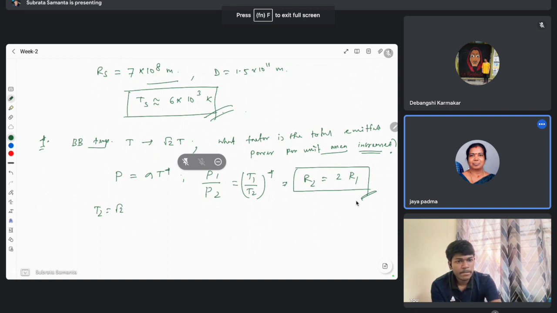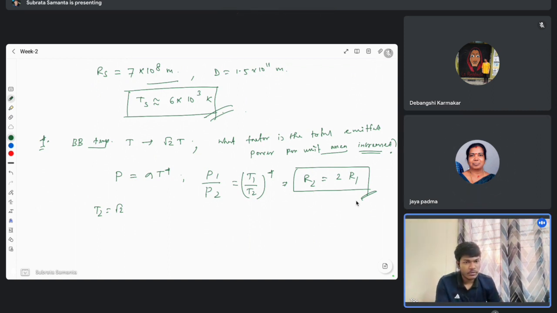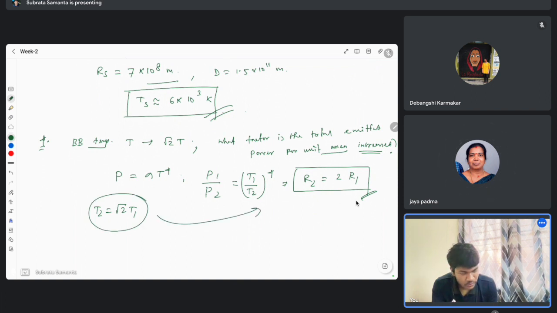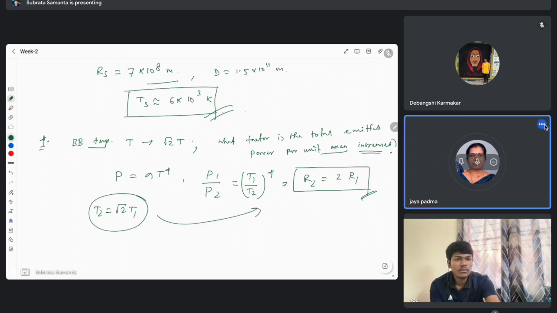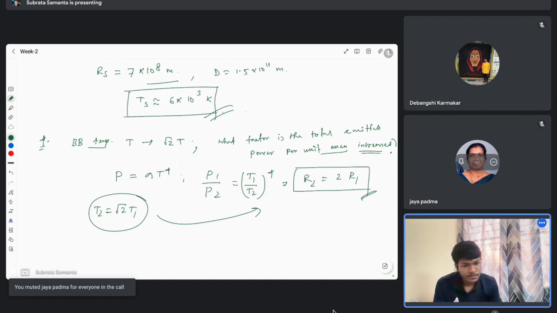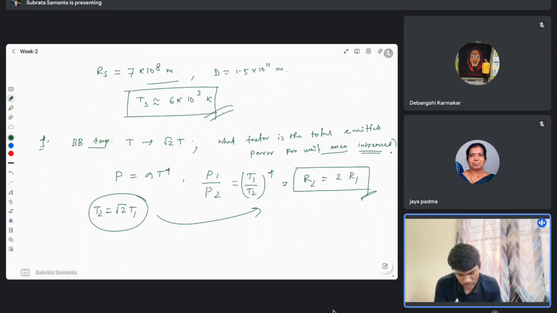If you have any questions, please unmute yourselves. So root 2 T1. Once you put these things in, we can easily calculate.